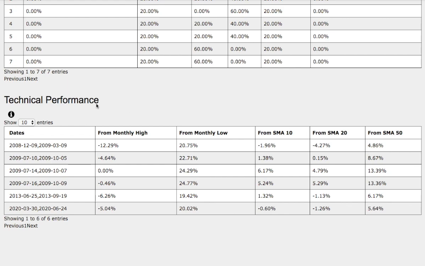So among the two trends, there are technical differences. One is in the 10 simple moving average. Back then, it was up 1.4% from the 10 simple moving average. Compare that to the current trend, which is down 60 basis points. And also the 20-day simple moving average. Back then, it was up 15 basis points. Compare that to the current trend, which is down 1.3%.